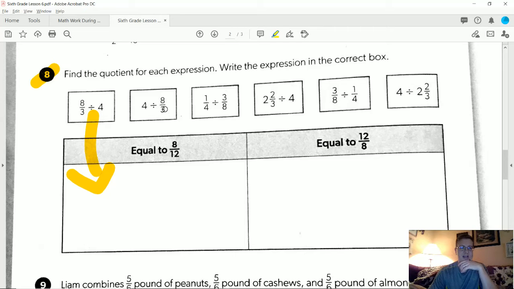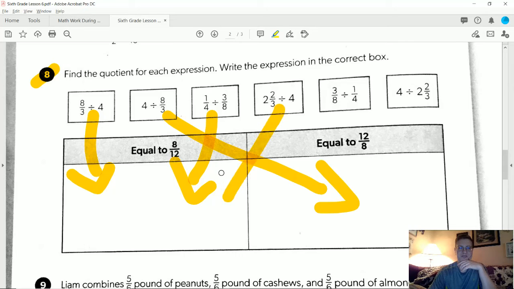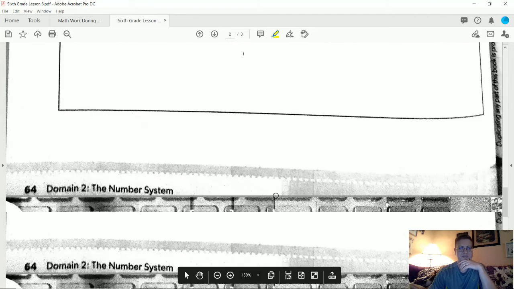If I multiply by the inverse, I'm going to have 4/1 times 3/8, which means I'm going to have an 8 on the bottom for this one. I'm going to have 4 times 3 on the bottom for this one. I'm going to have 1 times 8 on the bottom for this one. And I am going to have 8/3. And I flip that over, I'm going to have an 8 on the bottom for this one. So those are our answers for that one.